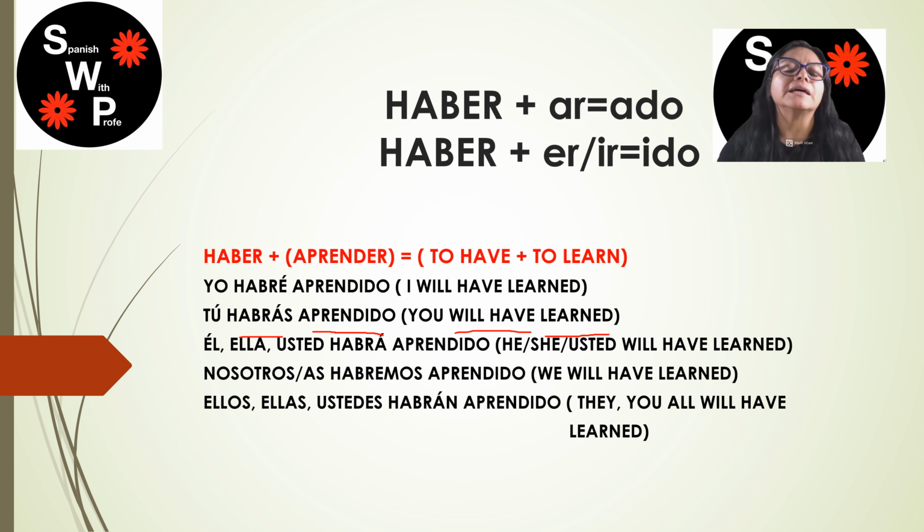Keep in mind that yo, tú, él, ella, usted, and ellos, ellas, ustedes have a tilde, but not nosotros. Keep that in mind. Also notice that the yo form ends with an e, and so is the plural form in the nosotros form. All the other ones end with an a, with a tilde. So, okay, so ustedes habrán aprendido.